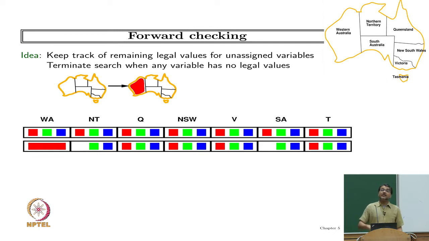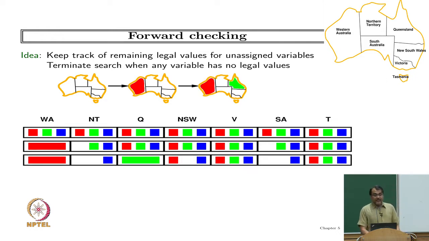We know that there is no way we can assign these particular values. So we will not even try the wrong value at all, and we will also detect failure early. Now let us say we assign Queensland green. Then we remove green from Northern Territory and we remove green from South Australia. This is called forward checking. Whenever I assign a value, for anything that is unassigned, we remove the values that are no longer possible.